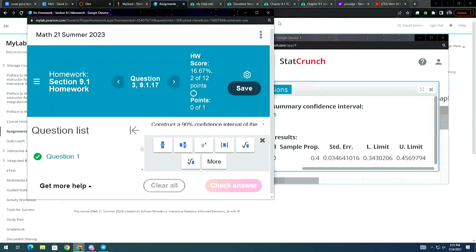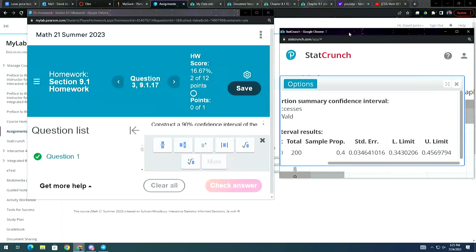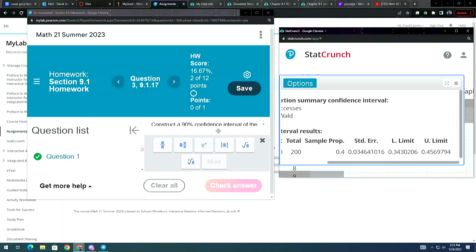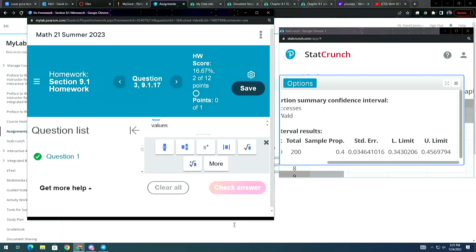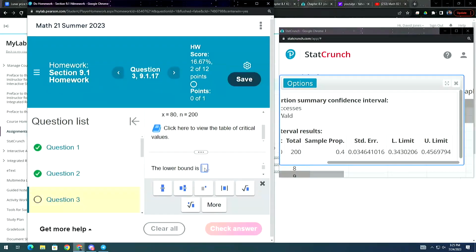There we go. I can have them side by side. I can outsmart the computer if I try. The lower bound is, it wanted 3 decimal places, 0.343.